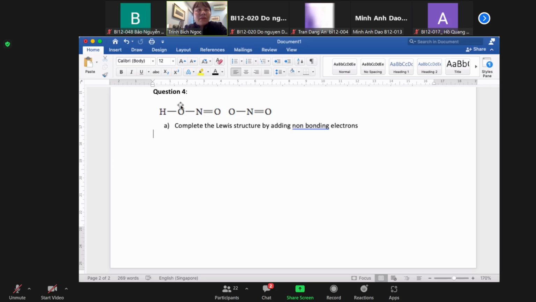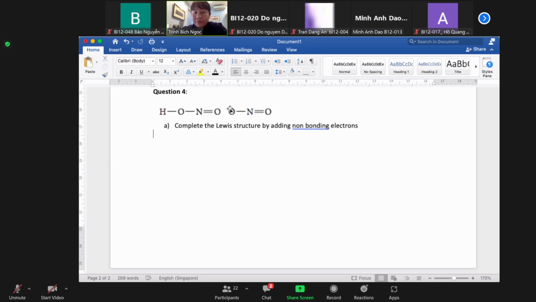So you need to follow the octet rule. Surrounding the oxygen here, how many electrons? 6, but it's bonding 2 of it, so it's 4 more. And this one? Also 4. And hydrogen is none. Good enough, because it has only 1 valence electron, so it's okay. Nitrogen, how many? 2. Yes, correct.